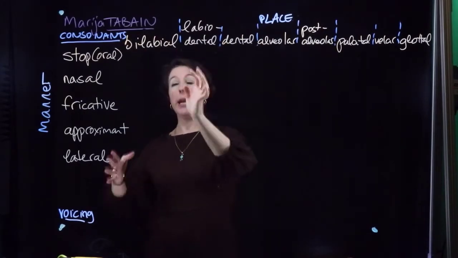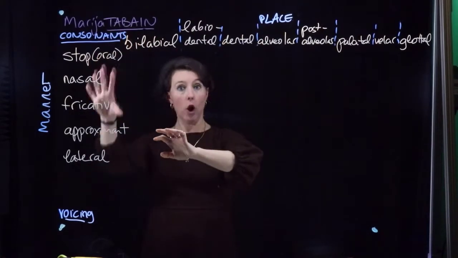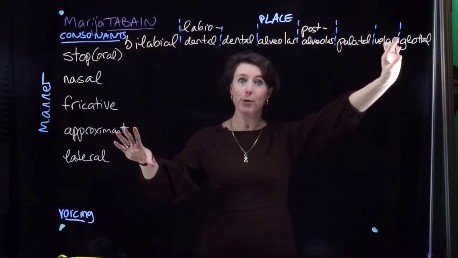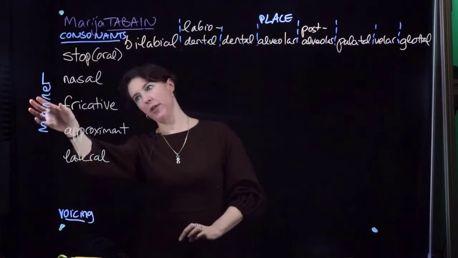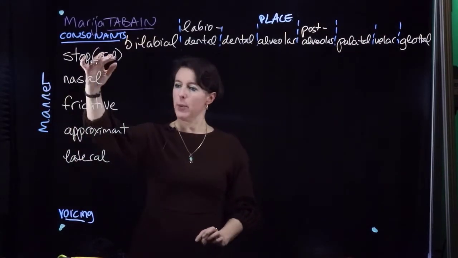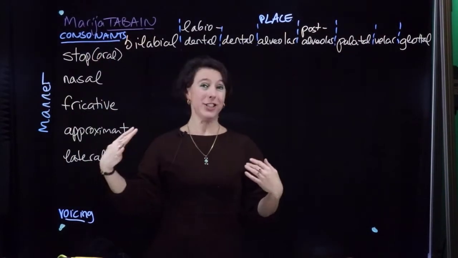So place, we arrange things as columns and rows, and place is written in the rows. And we also have to worry about something called manner. So I've written that on the side. I hope you can see that. So we're going to go through all these manners of articulation. It'll take a while.